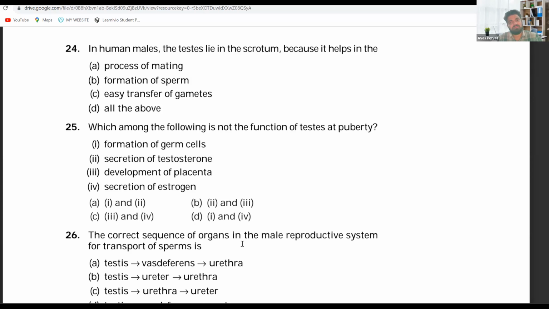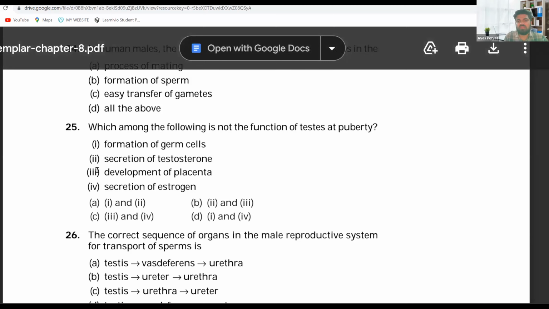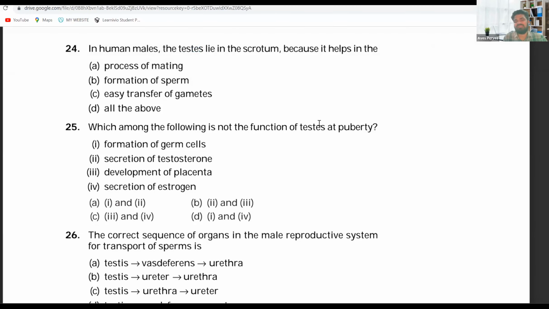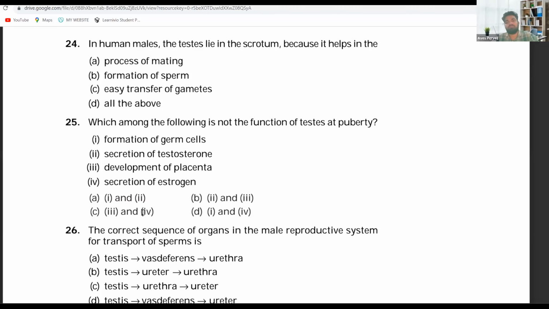3 and 4, C. Which among the following is not the function of testis at puberty? Option 3, the development of placenta, is not, because testes are the male reproductive organ and placenta is female. And 4 is secretion of estrogen. No, estrogen is a female reproductive hormone and it is secreted by the ovaries, not by the testes. So 3 and 4 is the correct option. Very good.